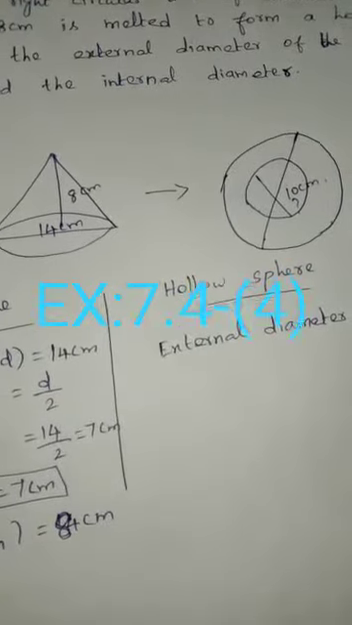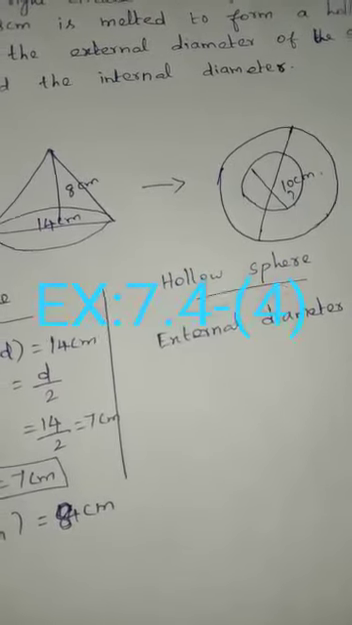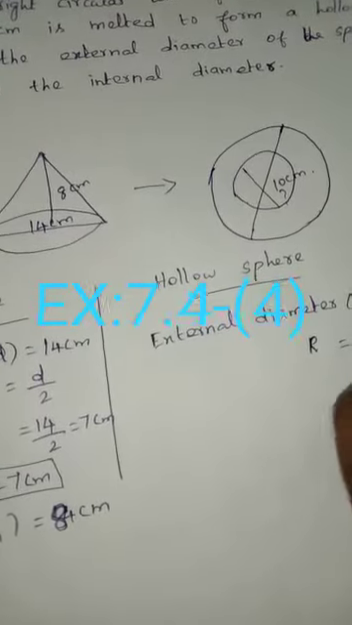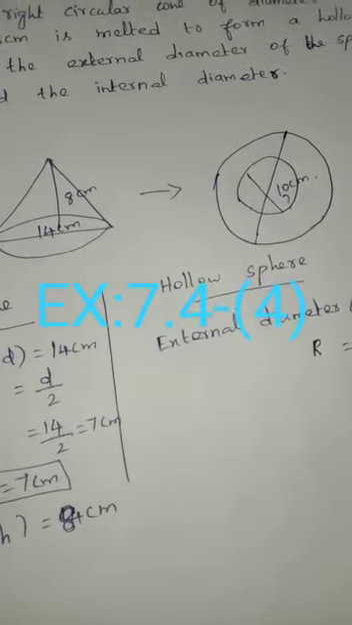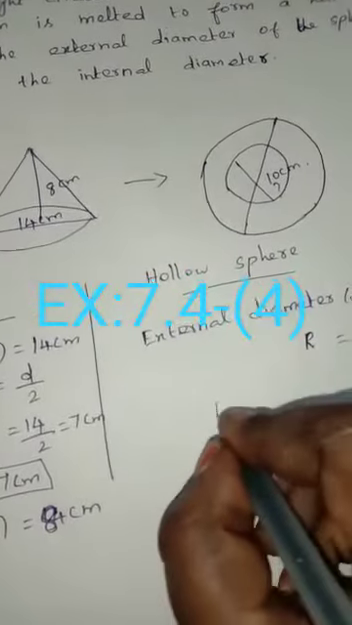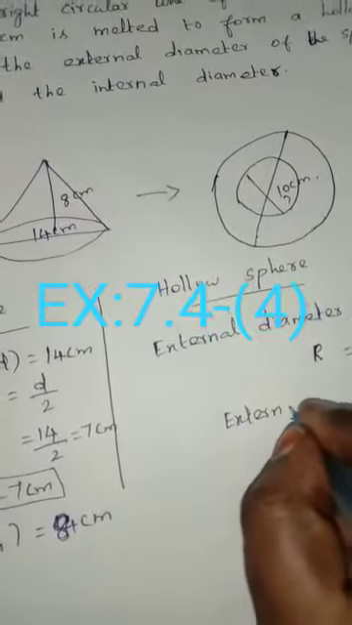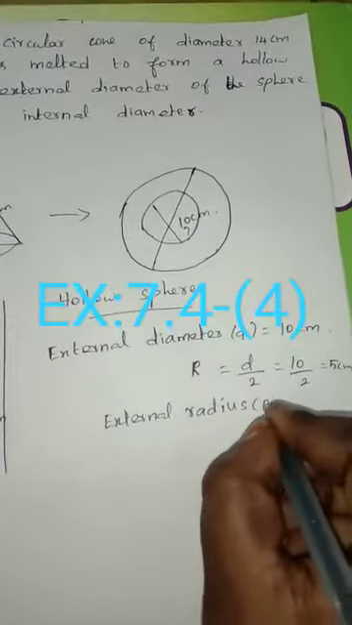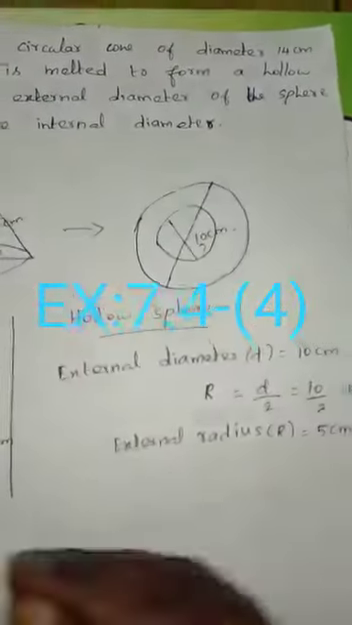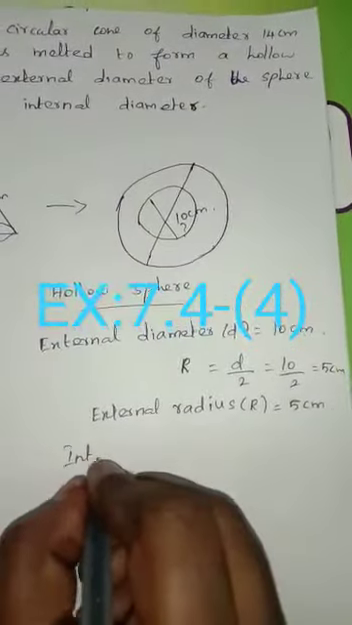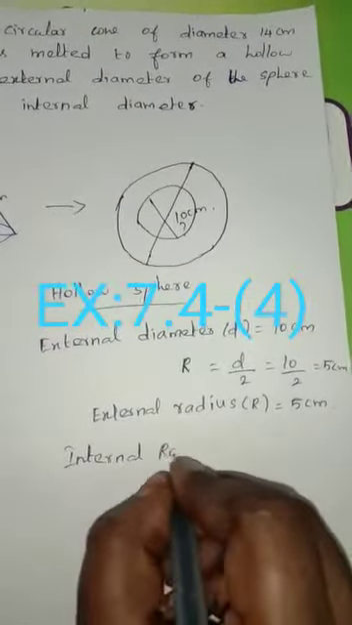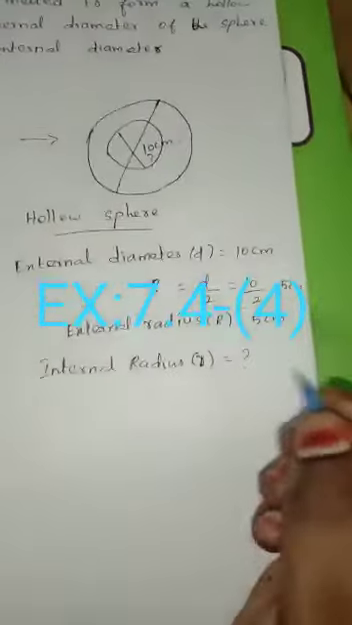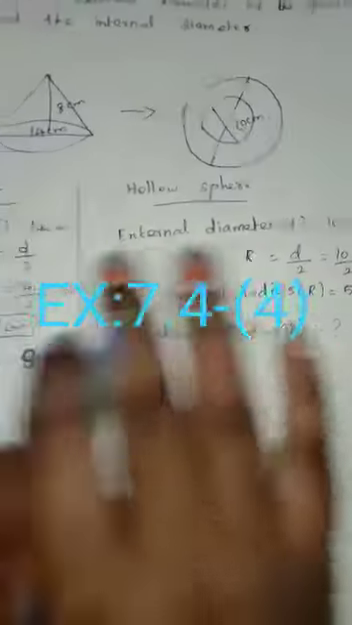D equal to 10 centimeter. From that we can find the external radius R equal to D by 2, 10 by 2 equal to 5 centimeter. For the external radius, capital R equal to 5 centimeter. Now we want to find the internal radius, small r. We want to find the value of small r. Given all the details, we can write.